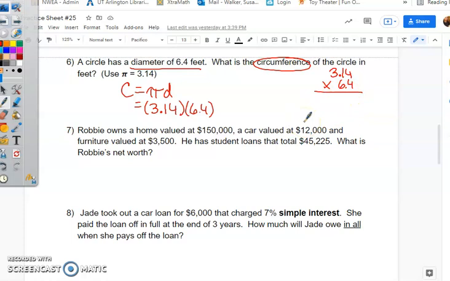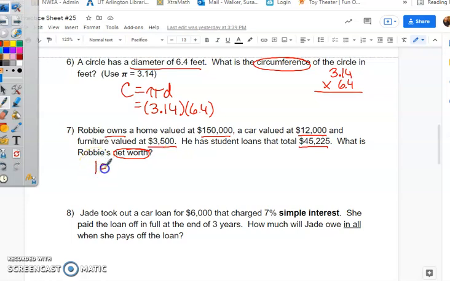Okay. Number 7, Robbie owns a home. He owns a home valued at $150,000, a car valued at $12,000, and furniture valued at $3,500. He has student loans that total $45,225. What is Robbie's net worth? Okay, so based on this is all the information we're given. These are all of the assets. Remember, those are things that he has. So all of the assets, okay?